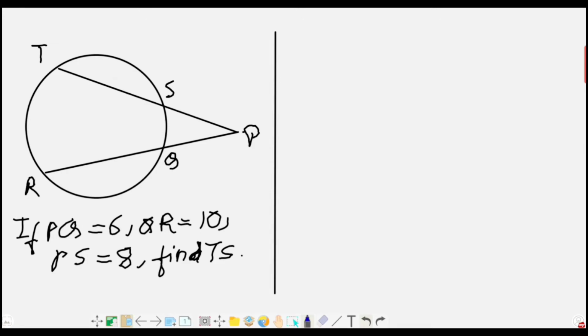Now students, let's solve the next sum. Here both the secants intersect outside the circle, so you can apply the theorem of external division of chords, or external intersection. PQ is given 6, QR is given 10, PS is given 8, and you are asked to find TS. Let's solve this sum.